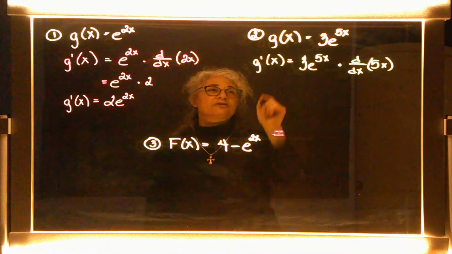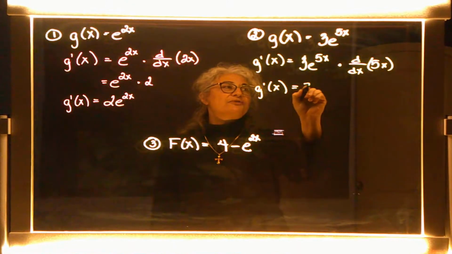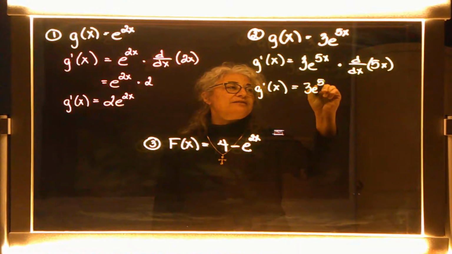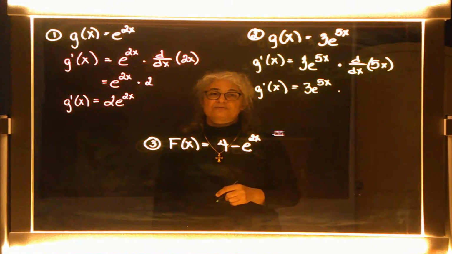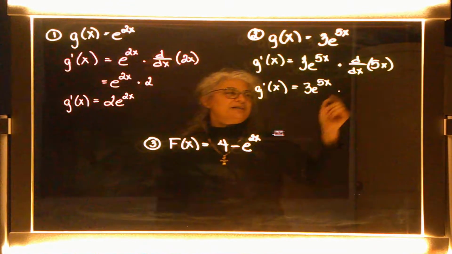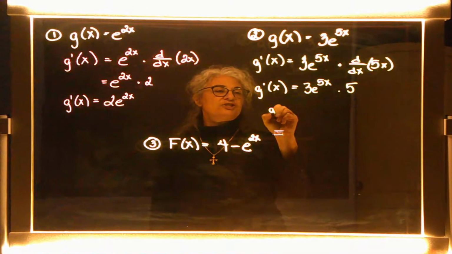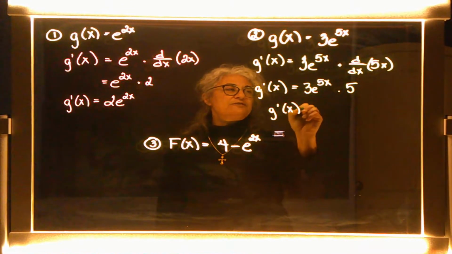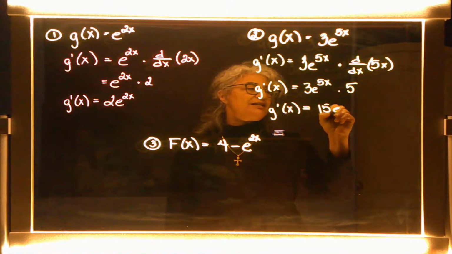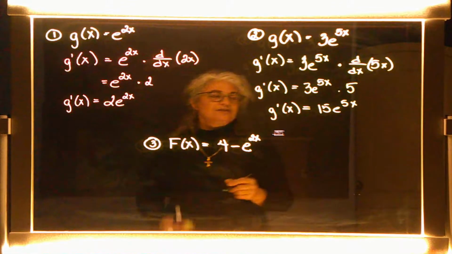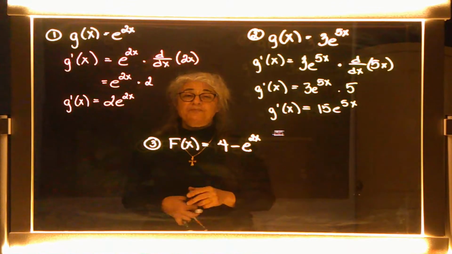So we're okay here. So help me out. I'm going to have 3e to the 5x, and now I'm multiplying it by the derivative of 5x. What is that? Good, that's just a 5. So when I do this multiplication, the derivative of this function is, excellent, 15e to the 5x. Wonderful. Nicely done. Let's look at problem 3.